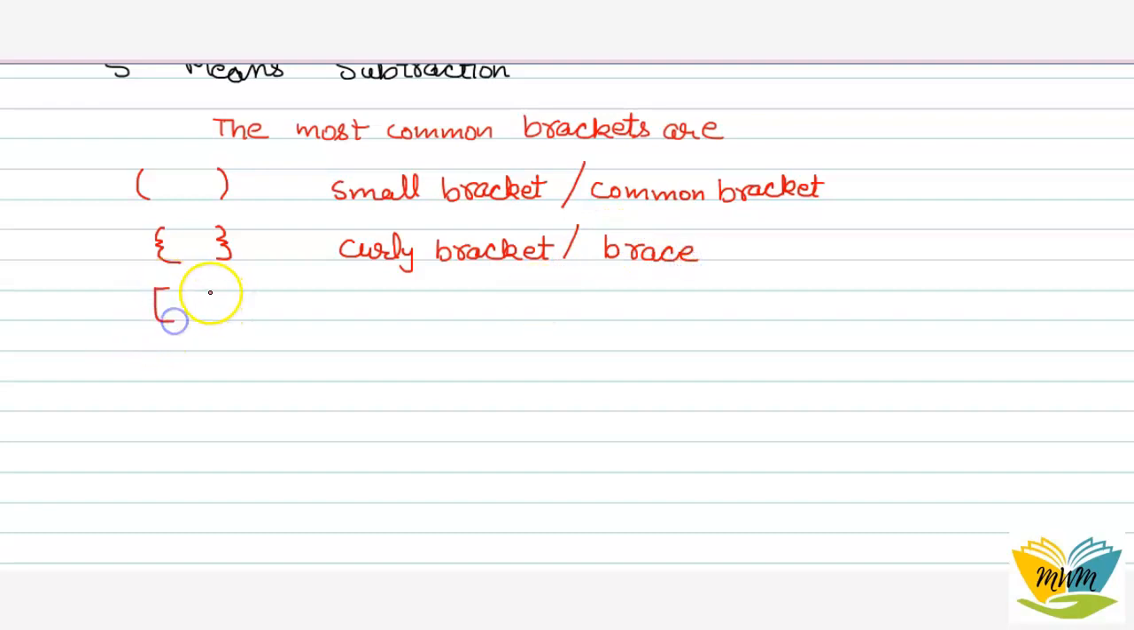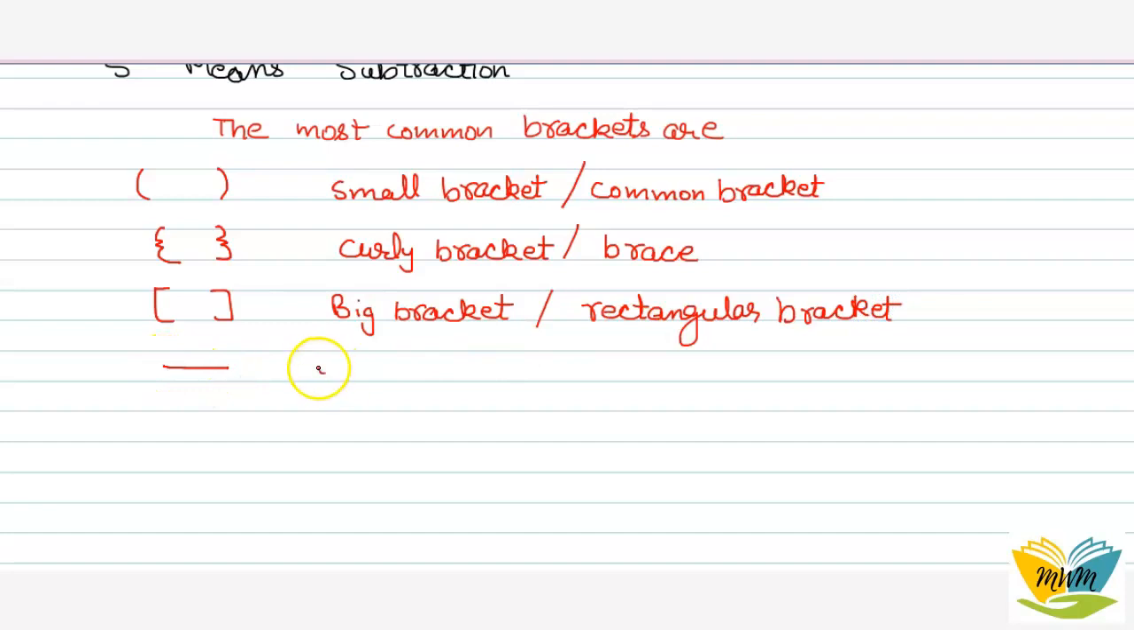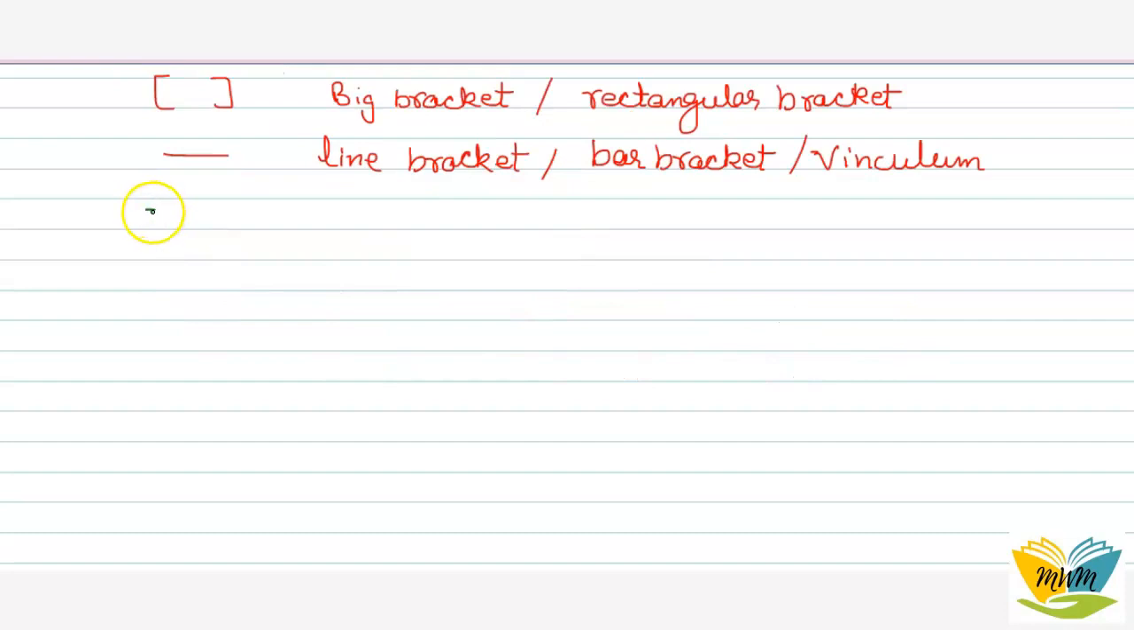Now the next one is big bracket. It is big bracket, or it is also known as rectangular bracket or square bracket. Now the last one is line bracket. It is also known as bar bracket or the vinculum. Now we will learn about the order of brackets.